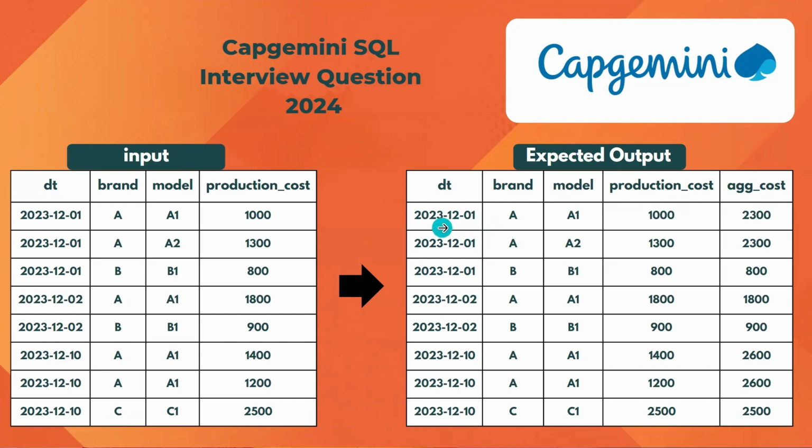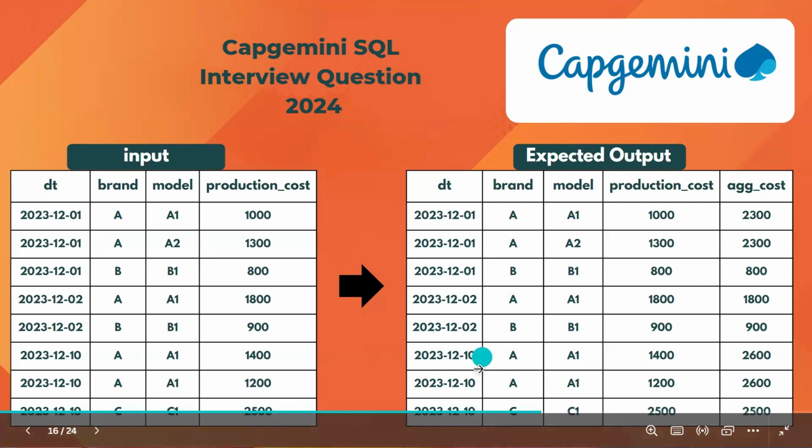So if you look into the date here, 1/12, 1/12, we have brand A. So the cost is 1,300. So the aggregation cost is 2,300. Similarly, we have the date 1/12, brand B. So we have only one record, that is 800, that we should get here. Similarly, if you see here, on 2/12 we have only brand A, and on 2/12 we have only brand B. So those records will come as they are. But if you look here, 10/12, we have brand A two times. So 1400 plus 1200, we should get 2600. So that is the expected output.